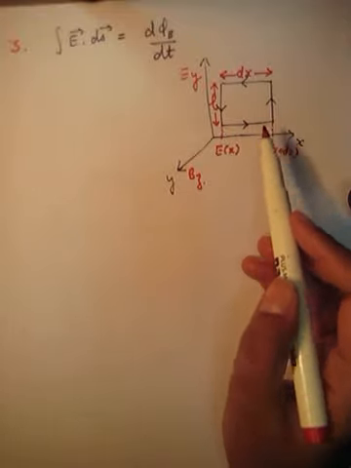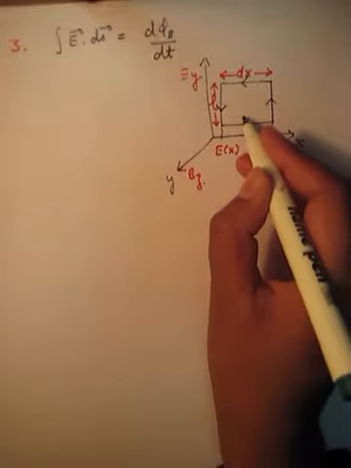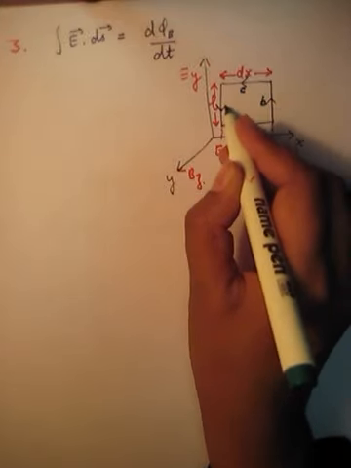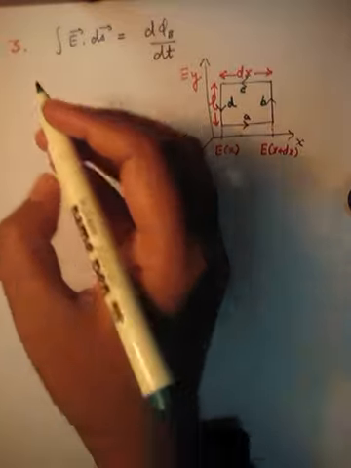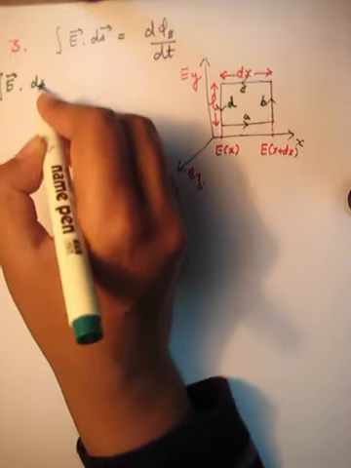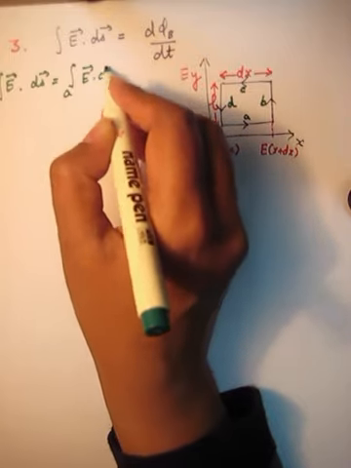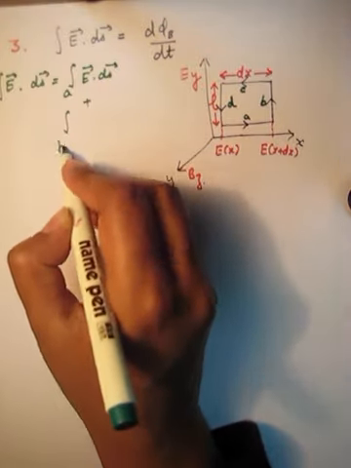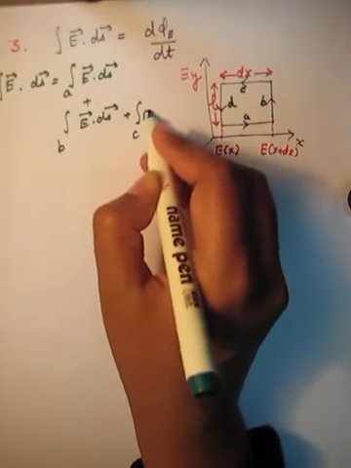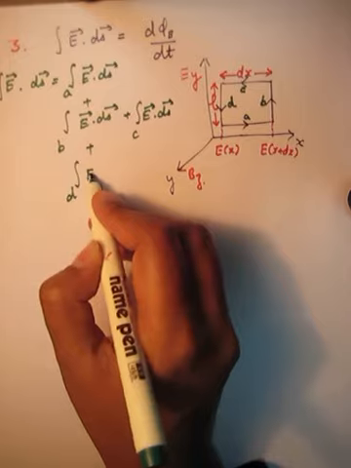So let us say that we are talking about this loop, and let's say this line is A, this is B, this edge is C, and this edge is D. Okay, so the integral of E vector dot ds vector will actually be the integral over A plus the integral over B plus the integral over C plus the integral over D.